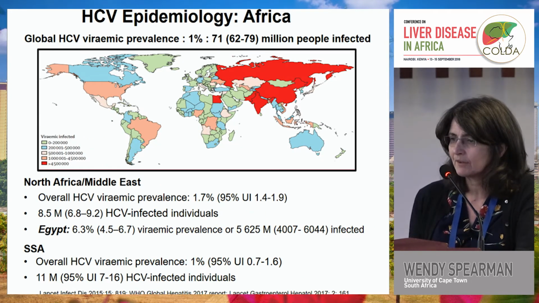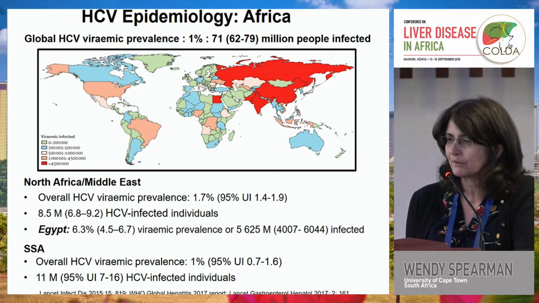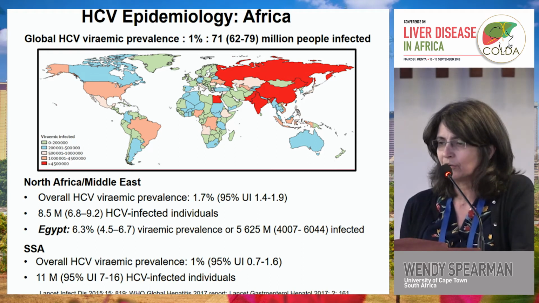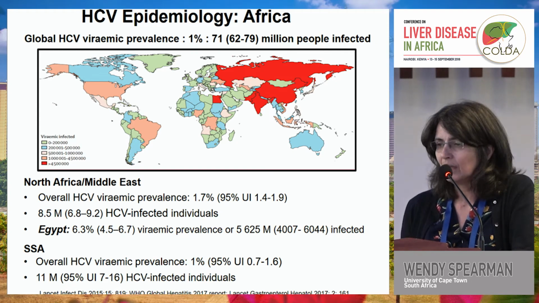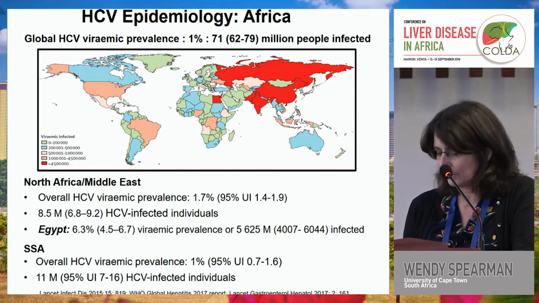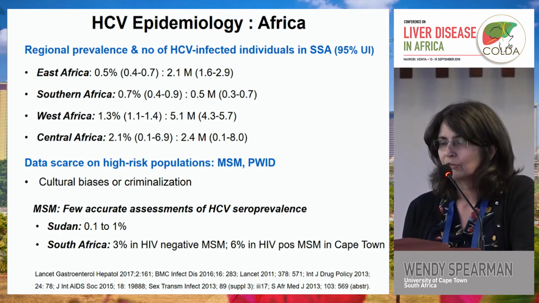So moving on to hepatitis C, in terms of North Africa and the Middle East, the overall viremic prevalence is 1.7%, with an estimated 8.5 million being infected. And this is majority from Egypt, where it's a 6.3% prevalence, with an estimated 5.5 million. And in sub-Saharan Africa, the overall viremic prevalence is thought to be 1%, with 11 million being infected. Of note, across sub-Saharan Africa, it varies, with the lowest in East Africa at 0.5%, the highest in Central Africa at 2.1%, with the greatest number of individuals being affected in West Africa at 5 million.